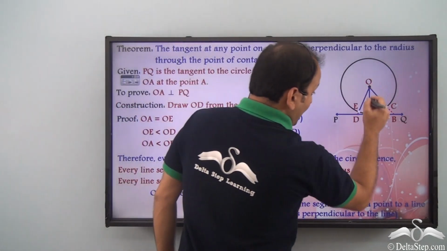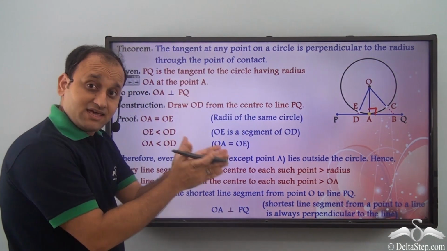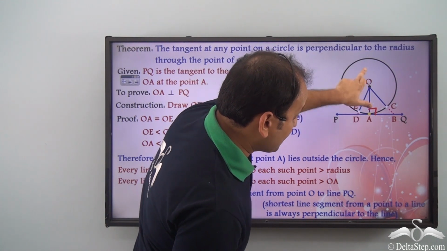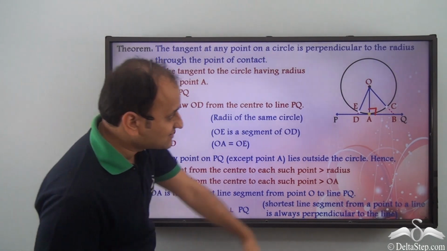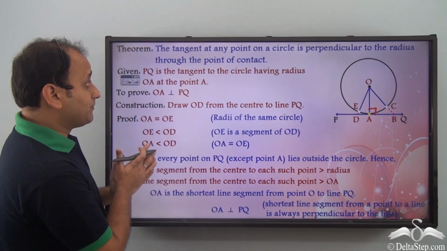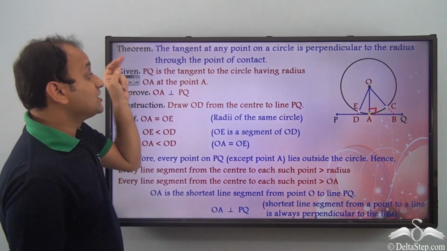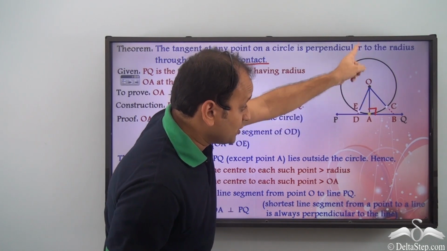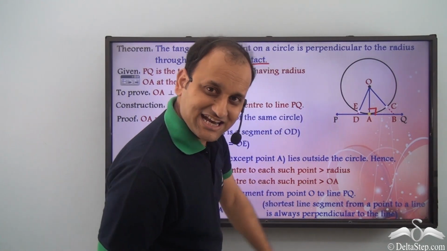So OA is perpendicular to PQ because it is the radius of this circle and it is passing through the point of contact of the tangent. As a result, this radius will be perpendicular to the tangent, and that is our theorem. The tangent at any point on a circle is perpendicular to the radius through the point of contact. So this particular radius, which is through the point of contact, will be perpendicular to this particular tangent.